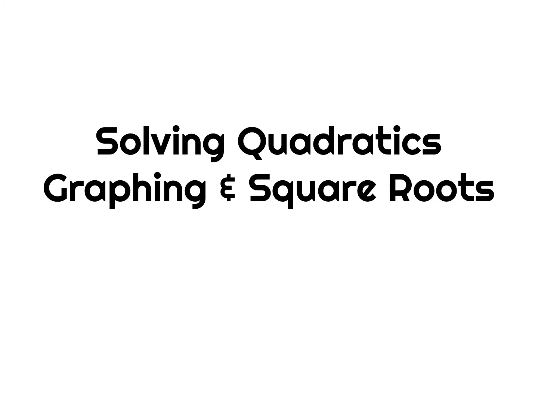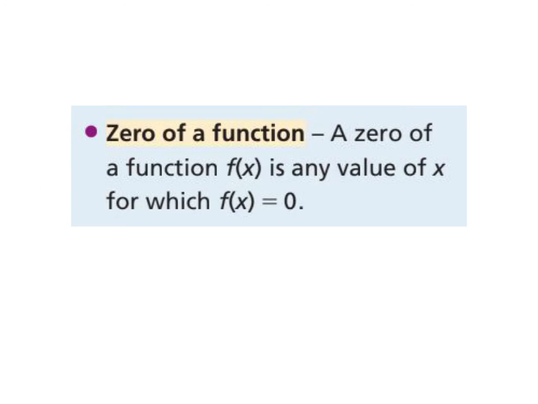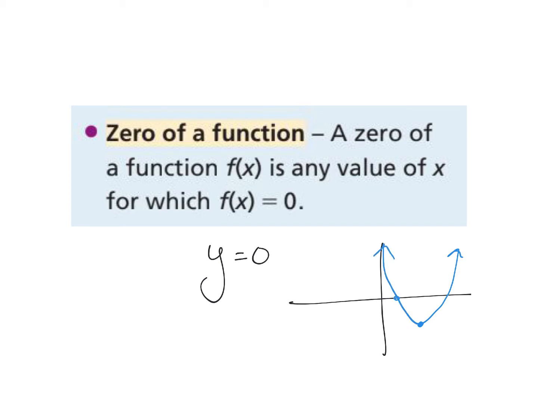So we're going to look at solving quadratics by graphing and square roots. What we're going to use is the idea of a zero function. This is where y equals 0. Or in other words, if we have a graph, and in some cases a parabola, this would be where the graph crosses the x-axis. So these would be our solutions.